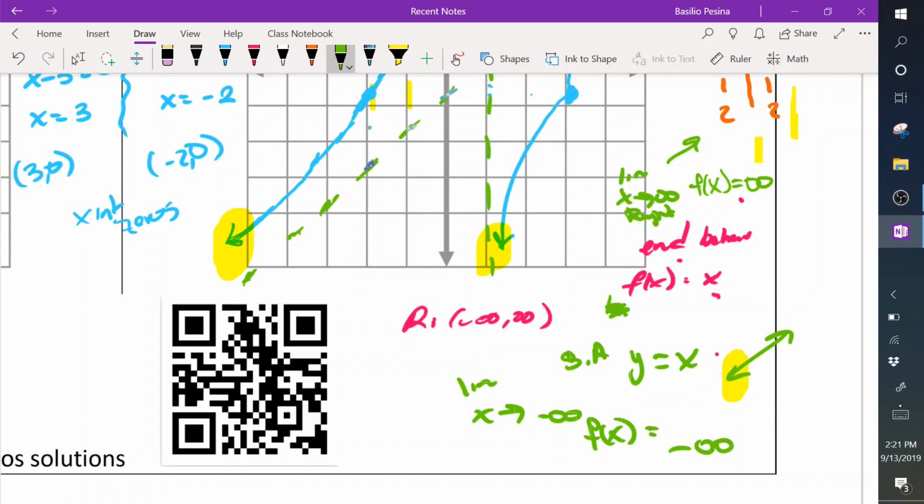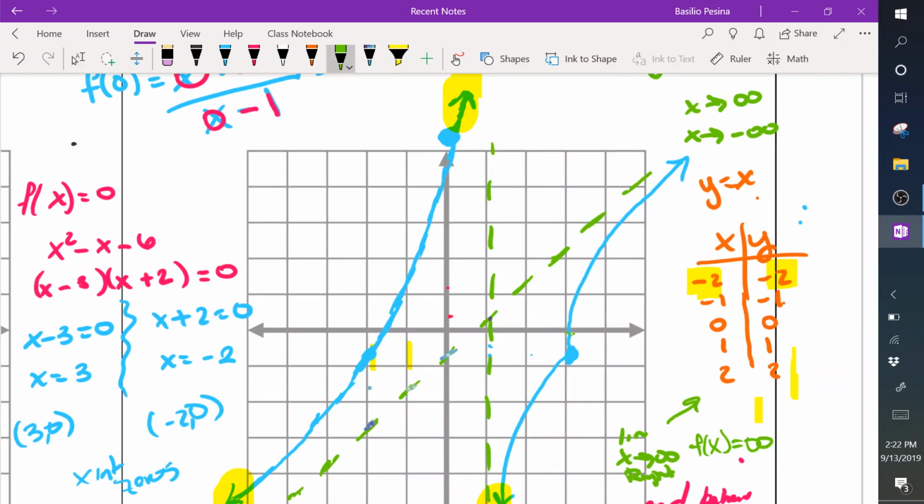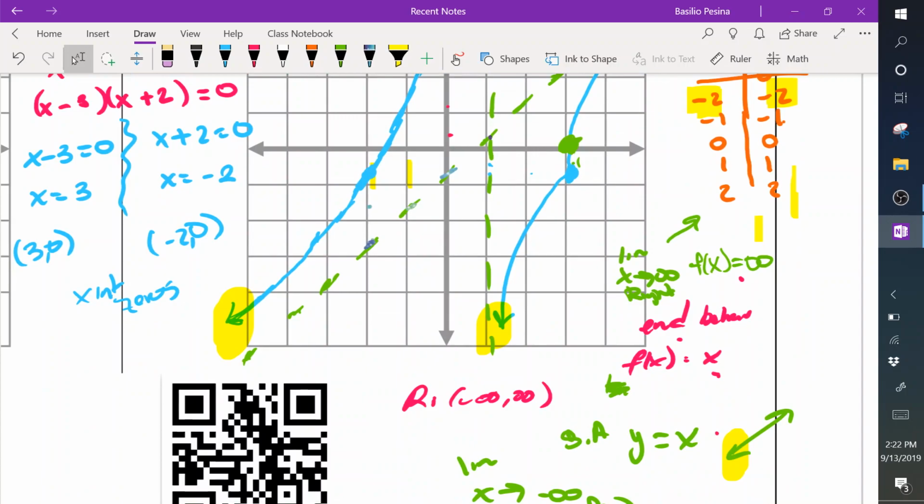Alright, class, that's how we graph these. I believe my function moved at the end, so be careful about the final graph. Make sure you notice that this should have been right here. Other than that, it looks correct. Okay, thank you. Bye.